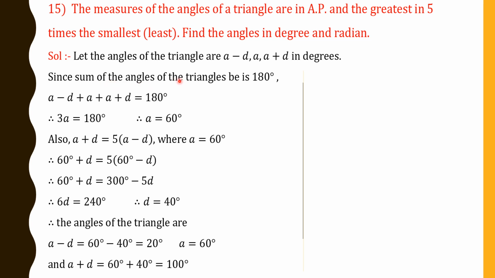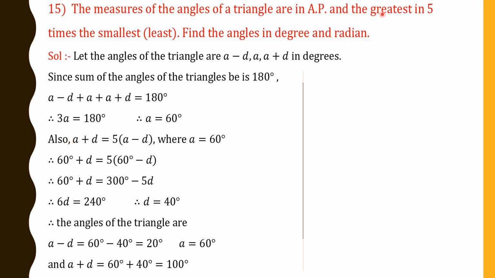Since the sum of the angles of the triangle is 180 degrees, A minus D is the first angle, plus A is the second angle, plus A plus D is the third angle, equal to 180 degrees. Here plus D and minus D cancel. We get A plus A is 2A, plus A is 3A, equal to 180 degrees. Divide by 3, we get A equal to 60 degrees.